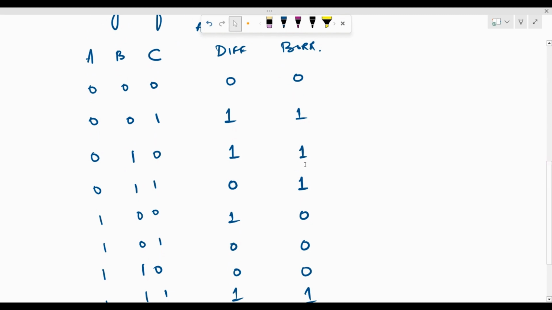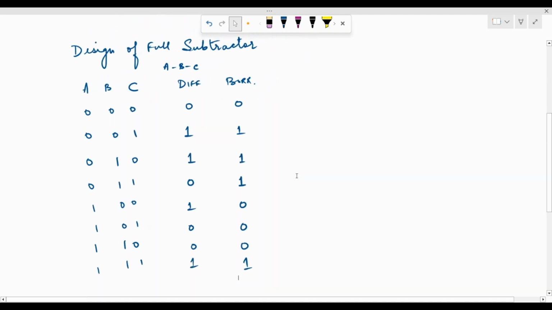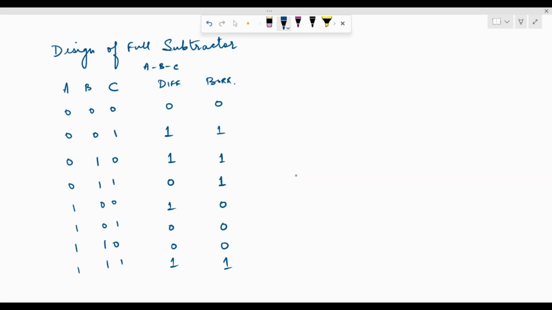Now we can design the full subtractor using the K-map. So for the difference, we can draw the K-map in this manner.